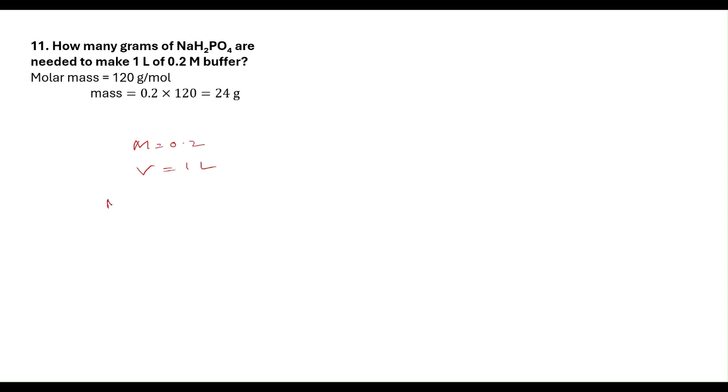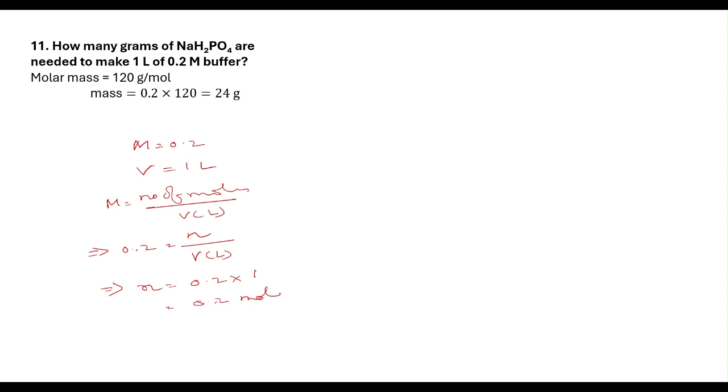So let's do it. Molarity is nothing but number of moles over volume in liter. So what is the molarity here? 0.2 over number of moles, which I can represent by just n, and then volume in liter. So this will give you n is equal to 0.2 into volume in liter. What is the volume? It is 1 liter. So 0.2 moles is there.